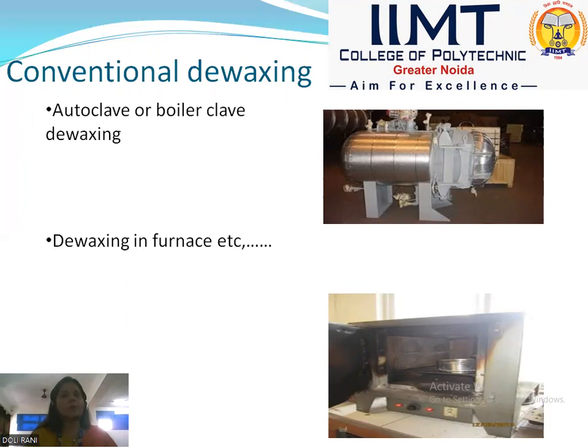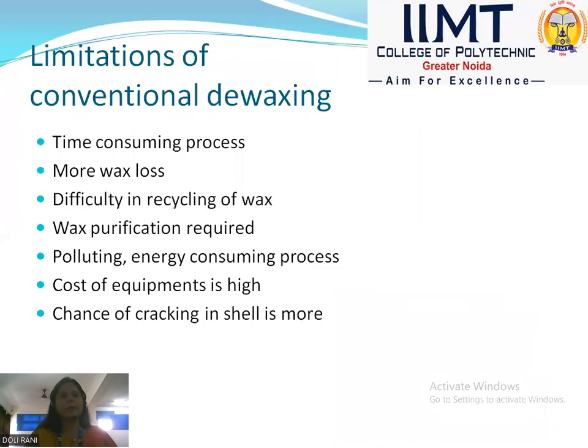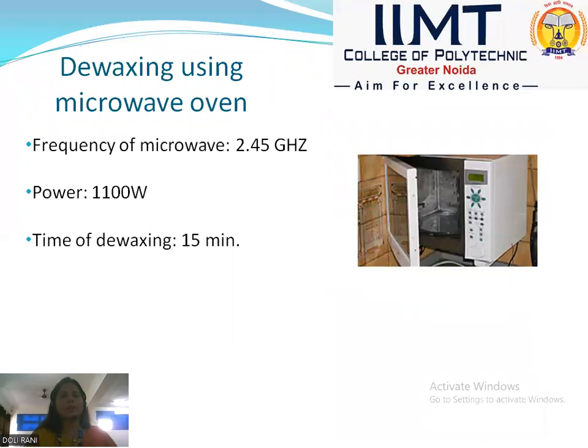For this purpose, what technology can we use for dewaxing? For that purpose, we can use dewaxing in a microwave oven. Microwave ovens are used for that purpose. Nowadays, infrared ovens are also used. This is a picture of a microwave oven, which can be used for dewaxing of small shells.